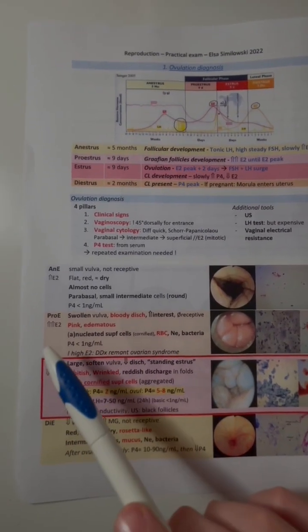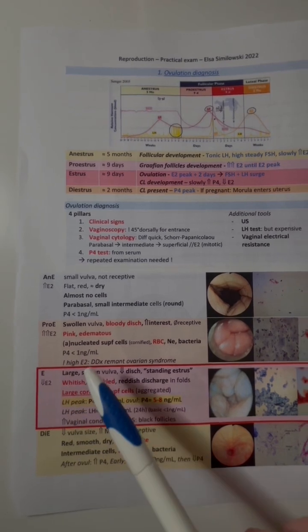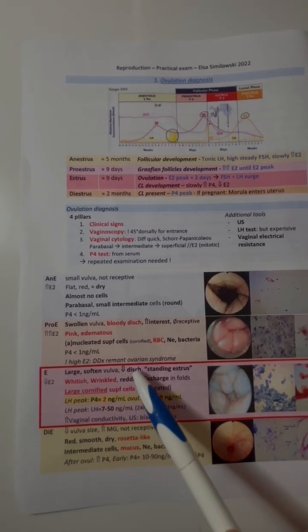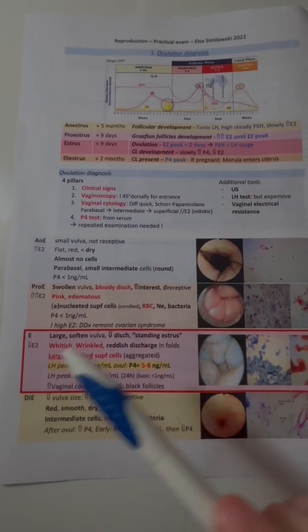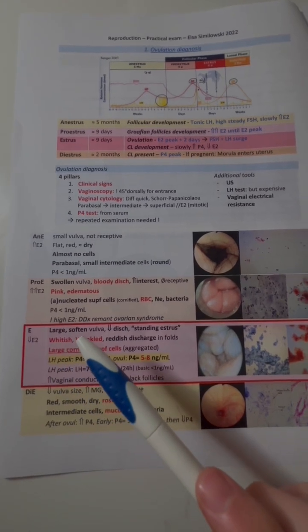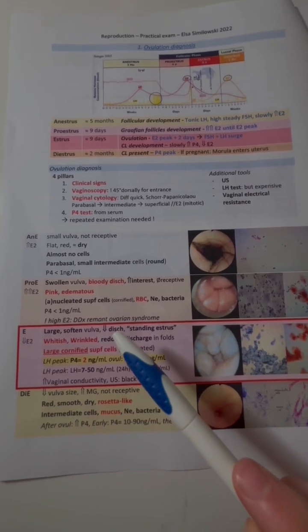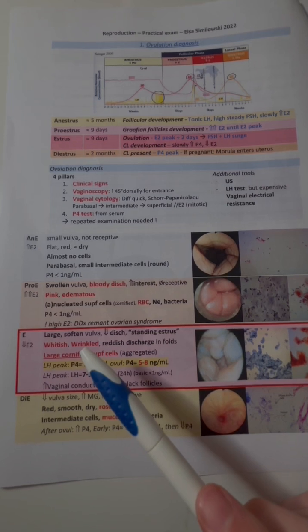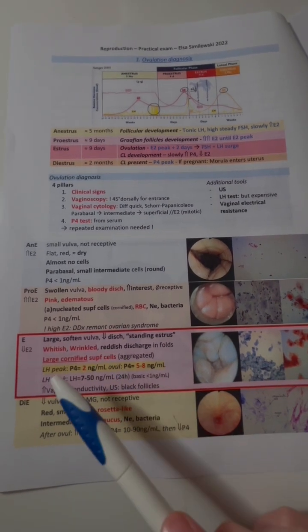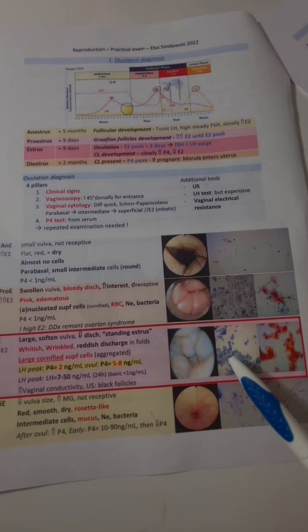And we can see very high E2. The differential diagnosis for very high E2 is remnant ovarian syndrome. In estrus, we see a large swollen vulva. There's less discharge. The appearance seems whitish and wrinkled. We can see large cornified superficial cells.